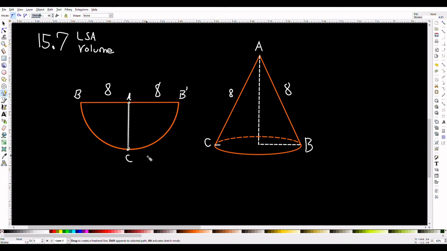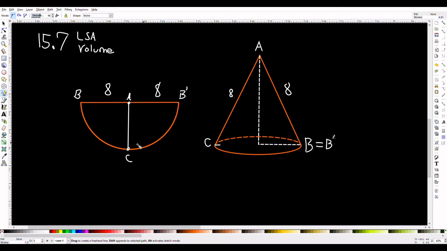Before this cone is folded up, notice that B and B prime are actually the same point. They're folded over on top of each other when the cone is formed. That means from B to B prime around the circle is the same as the circumference of our circle. So what is the length of B to B prime on this semicircle?